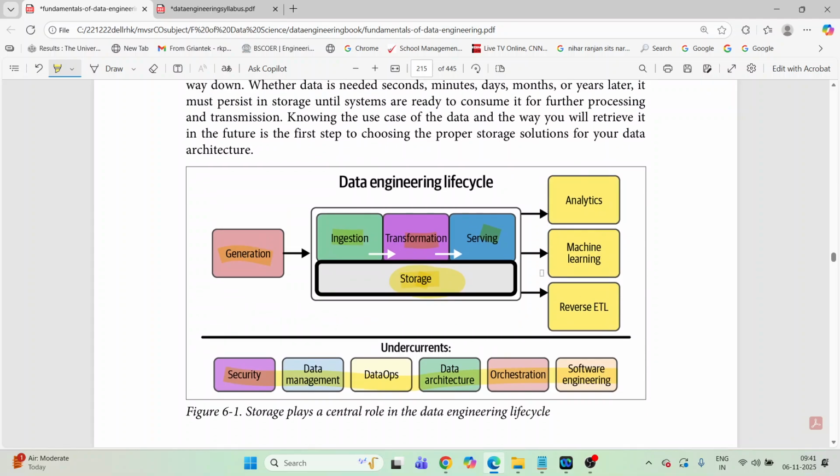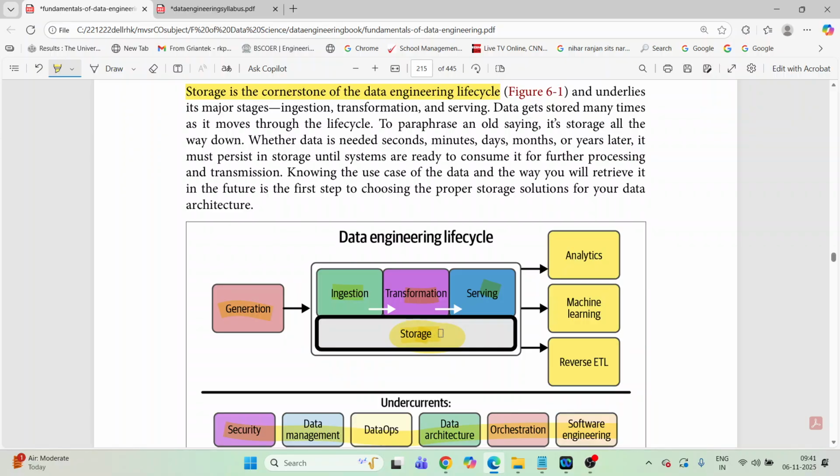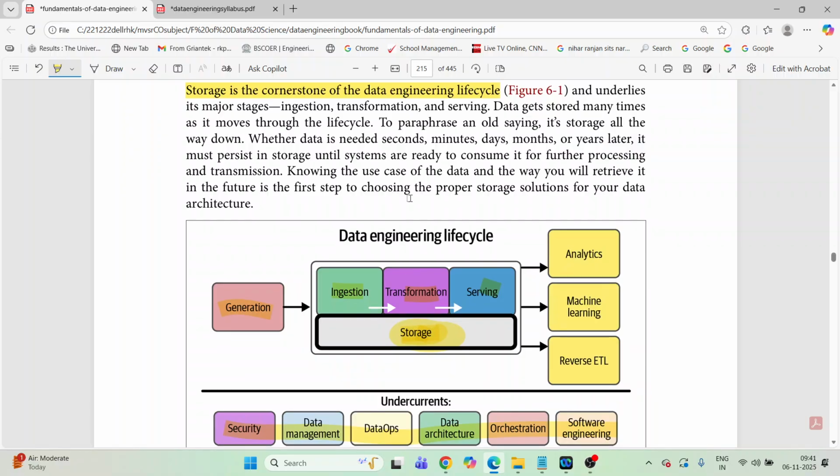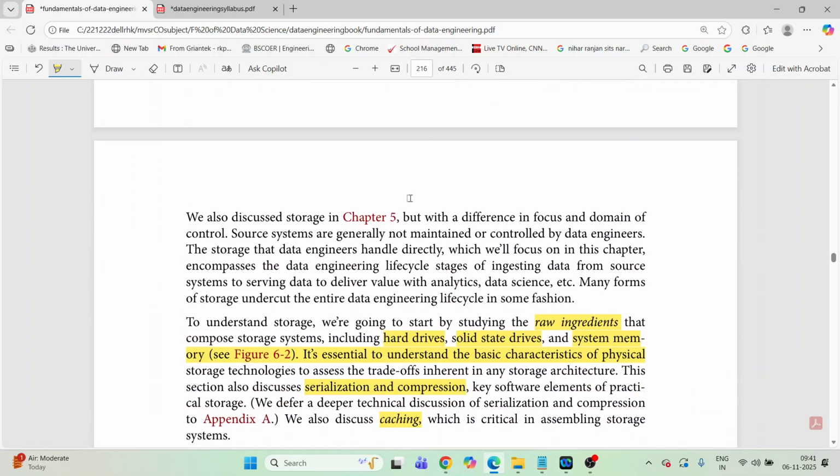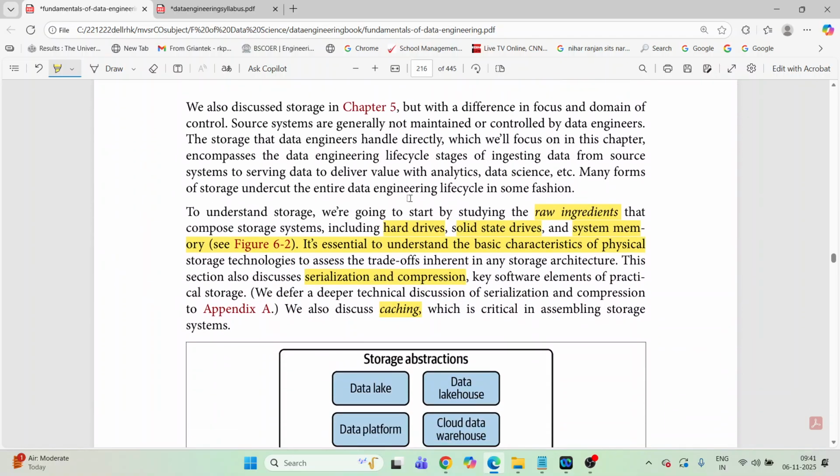So regarding storage we are going to speak about it. Now, in storage, we need to understand the raw ingredients for storage.